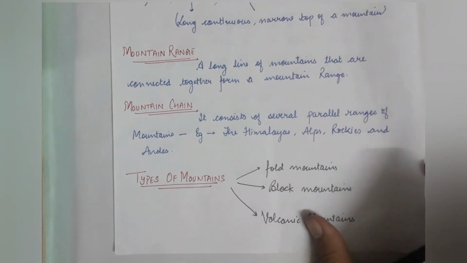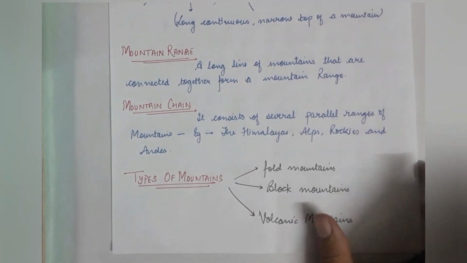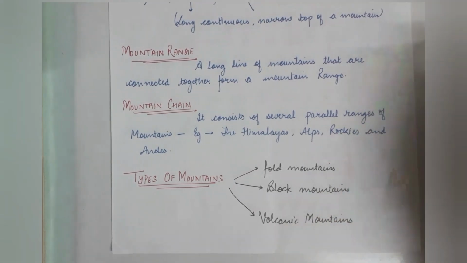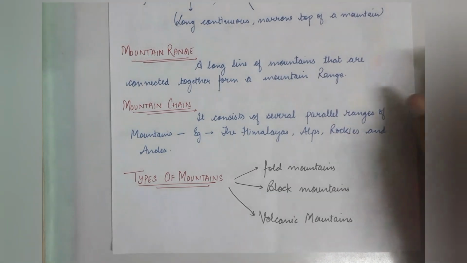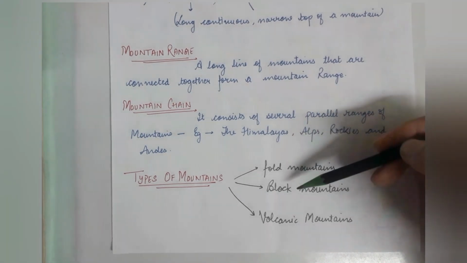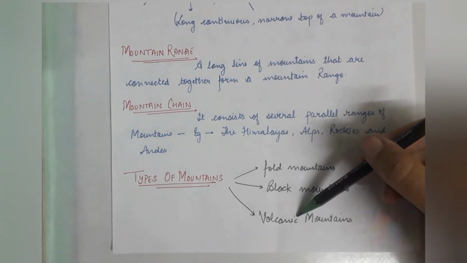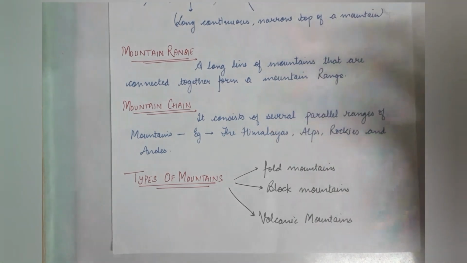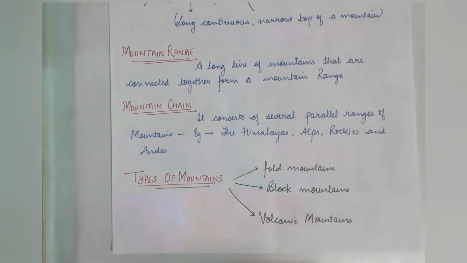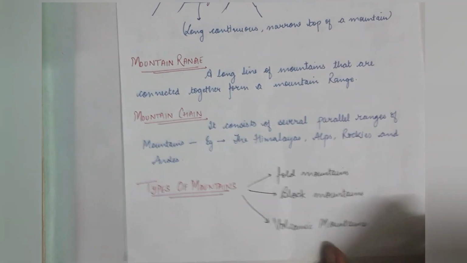We will be discussing the three types of mountains which are in your syllabus. The very first one is your fold mountains, the second one is your block mountains, and the third one is your volcanic mountains. We got a basic idea when we were studying the endogenous and exogenous forces. So now we will be discussing it in detail. The very first one is your fold mountains.